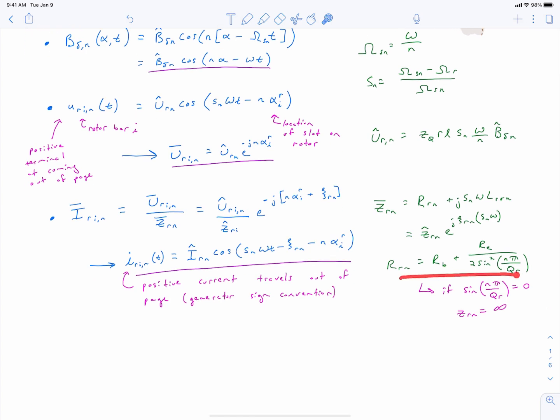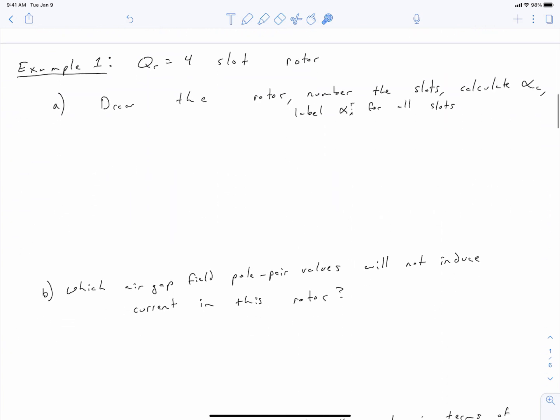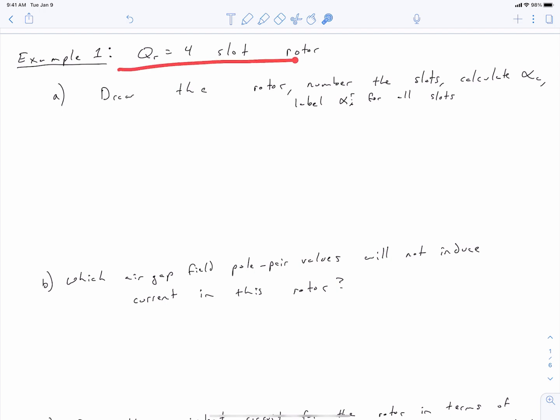And finally, we noted that with our rotor impedance, the impedance goes to infinity if this expression here is equal to 0. Okay, now we're ready to get started on some examples. Our first example is, suppose that we're studying a Q equals 4 slot rotor. I want you to draw the rotor, number the rotor slots, calculate alpha C, and label alpha I in the rotor reference frame for all slots. So please go ahead and give this a try on your own, and when you're ready to see the solution, press play.